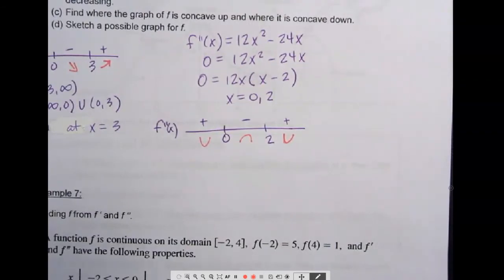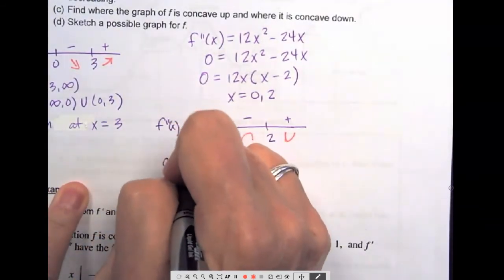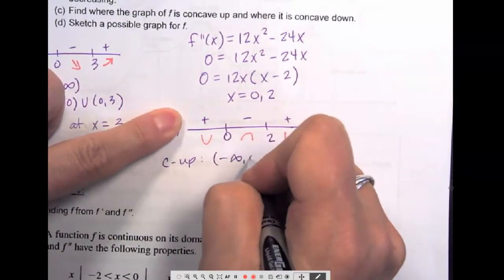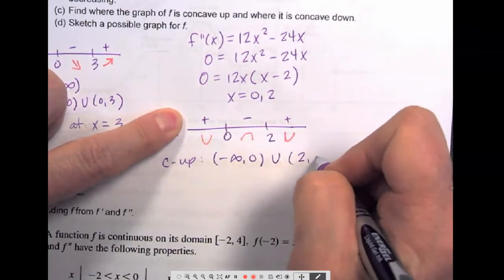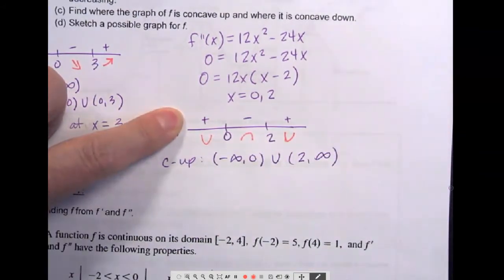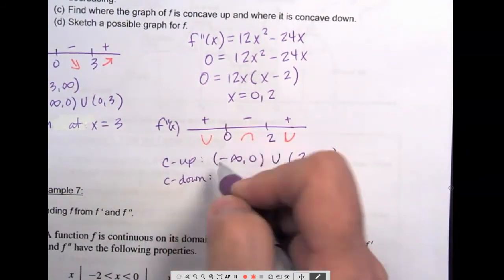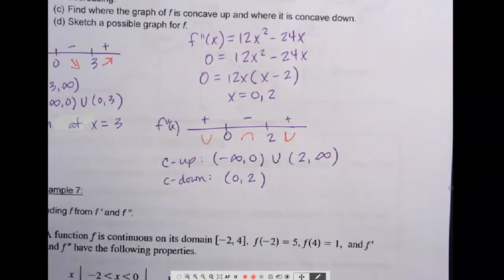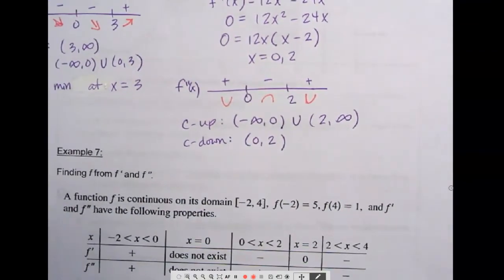So find where it's concave up, concave down. Okay. Concave up: negative infinity to 0, union 2 to infinity. Concave down: 0 to 2. And last question, sketch a possible graph.